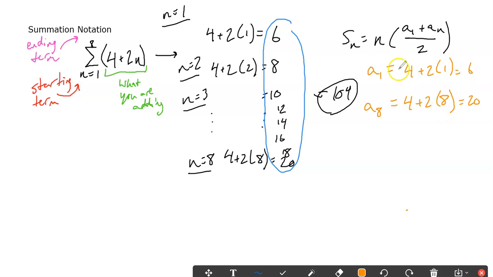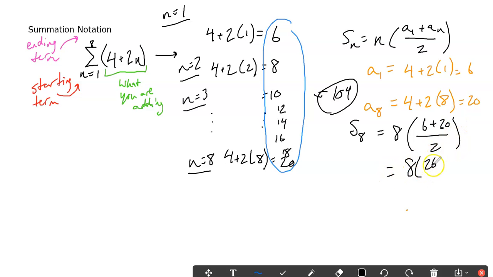So if I look at the formula, what I'm looking for is S8. S8 equals our number of terms, which is 8, times 6 plus 20, those are my two terms on the ends, divided by 2. I've got 8 times 26 divided by 2, and in the end, you should end up with the same answer, 104. Plug it into a calculator if you don't believe me.